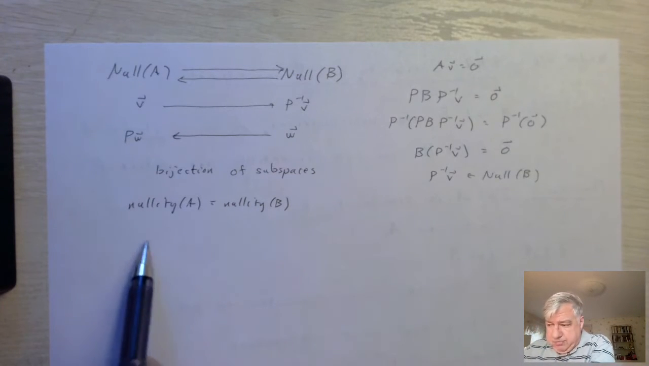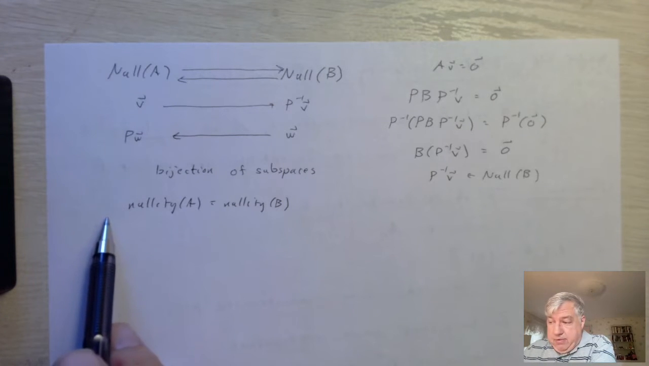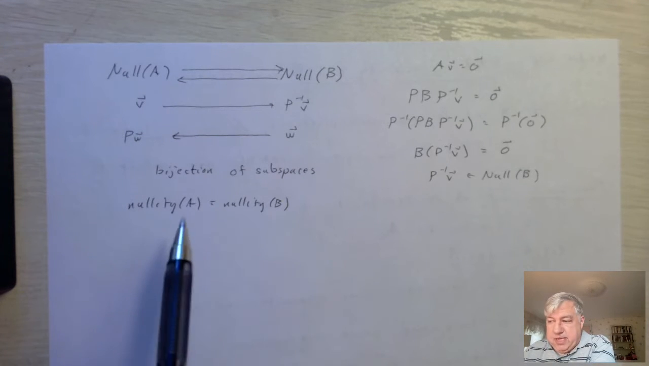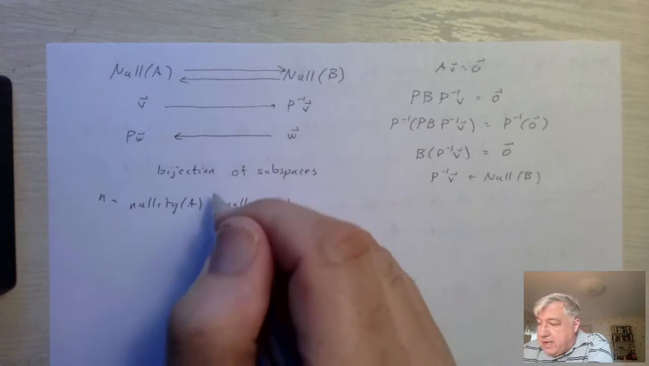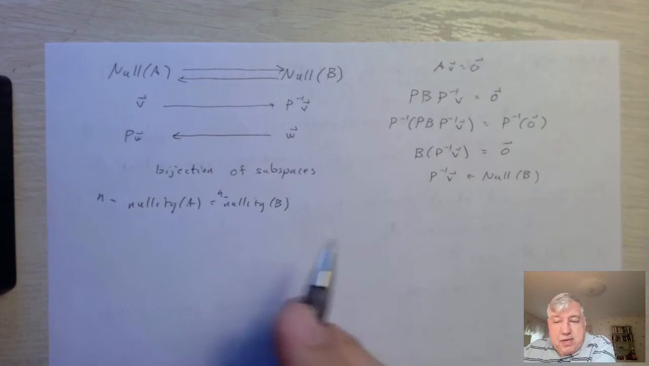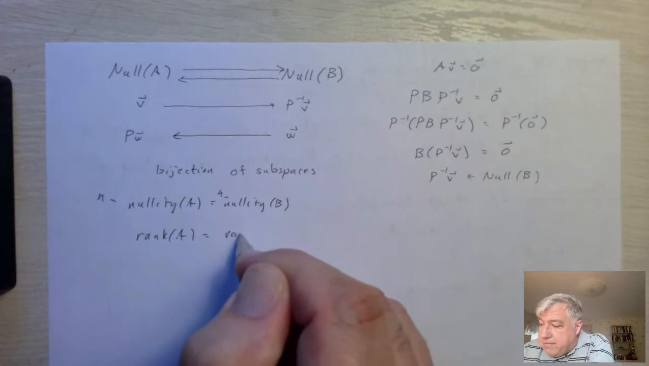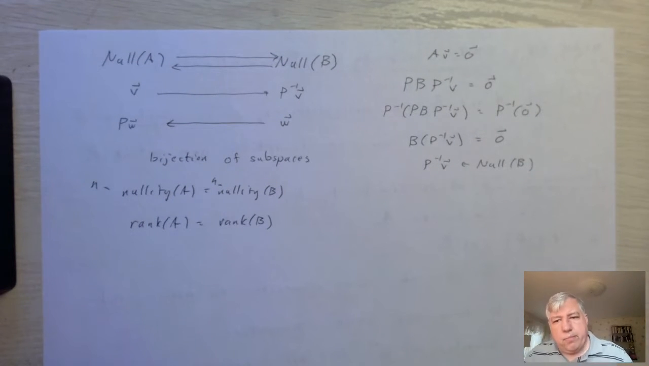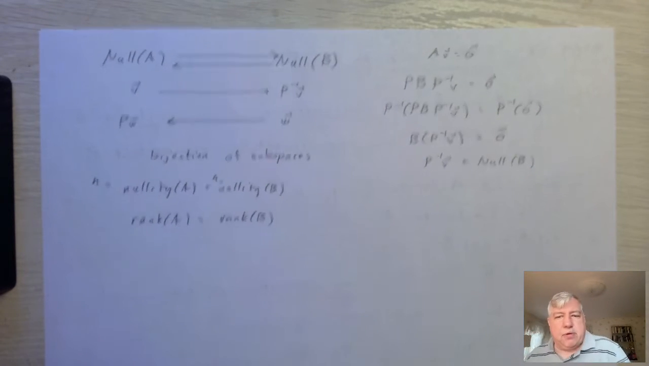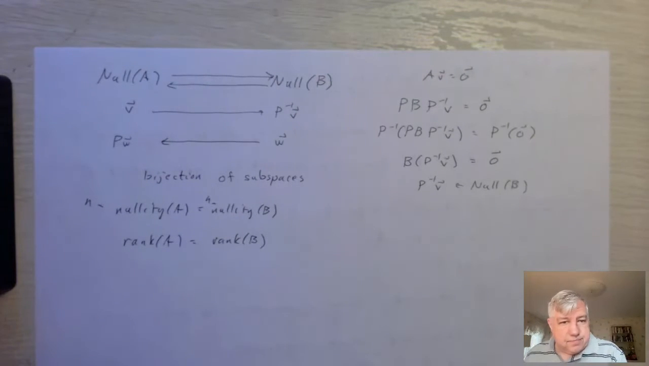And then the rank is just going to be n minus the nullity. If it's an n by n matrix, then n minus the nullity of A is equal to n minus the nullity of B, and that tells us the rank of A is equal to the rank of B. I think there might be another proof for this, but I think this is kind of cool.